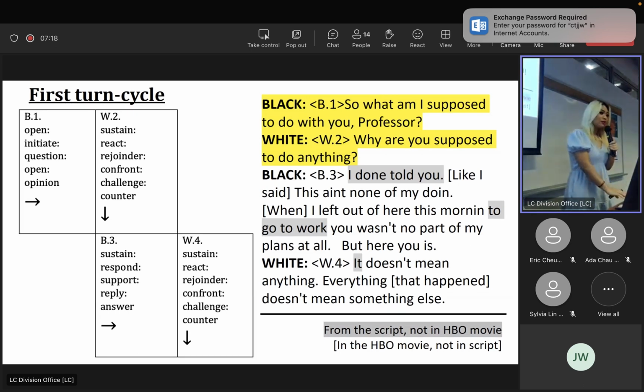All right, so like I said, that was the opening scene. Black started off with an open WH interrogative: what am I supposed to do with you, Professor? And then White cancels the question abruptly with a dismissive rejoinder by saying, why are you supposed to do anything? So basically, in the transition between them, one is carrying on the conversation, one is not. We can see that Black is the one carrying on the conversation, but White is not.